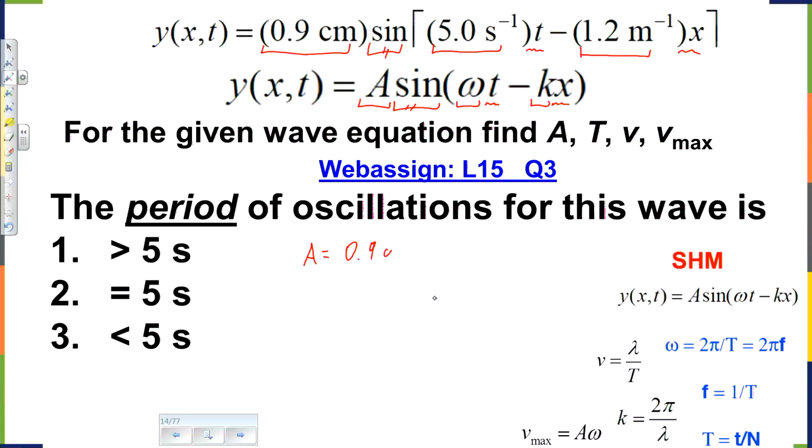Exactly. We may need to convert it into meters just in case. 0.9, that's actually 9 millimeters. Yeah. Now, what should we write for angular frequency?